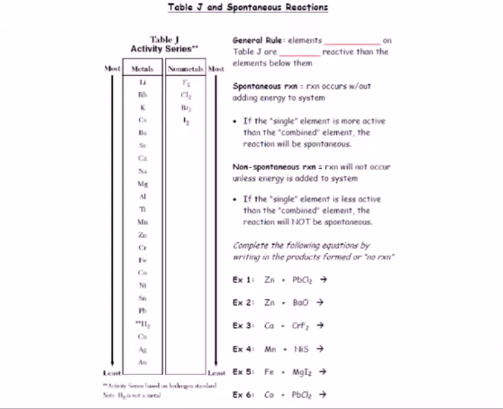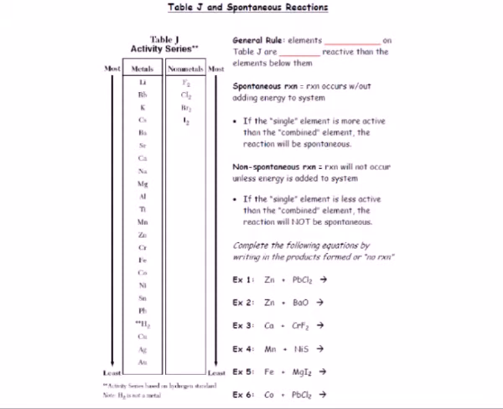Now, Table J, guys, this is a review. We've talked about this, but now we're going to apply it again and talk about spontaneity. So, general rule, guys, elements that are higher on this table, they are what in terms of reactive? More reactive. We've talked about this. It's been a while since we looked at it.